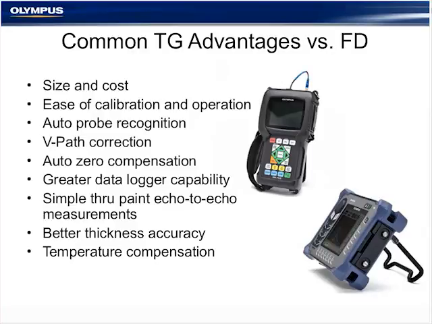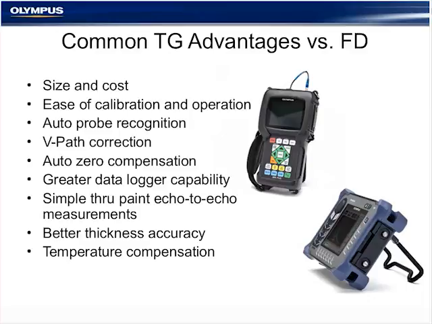Corrosion gauges typically have auto probe recognition, so once you plug in a dual element probe, the instrument knows what probe is plugged in, and that certainly aids in setup of pulser and receiver parameters. The V-path correction is usually built in on a corrosion gauge. And there's something called auto zero compensation, or if you've used an Olympus thickness gauge in the past, you'd know that as D-zero. So this is something we'll discuss a little bit more in detail. But this certainly helps with initial setup of the measurement on a corrosion gauge.